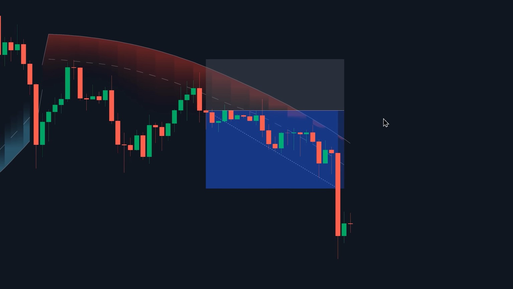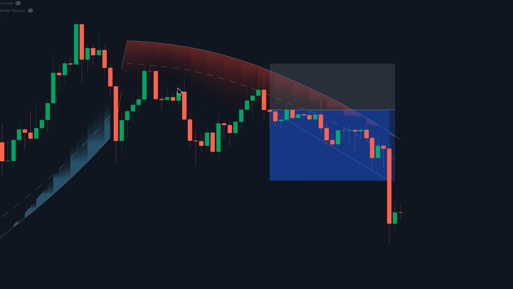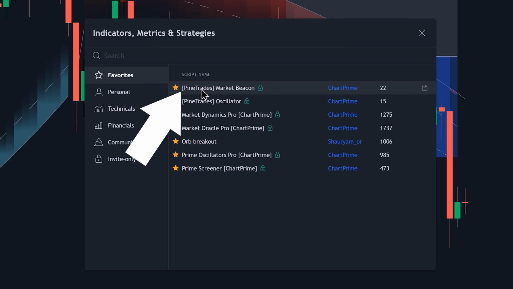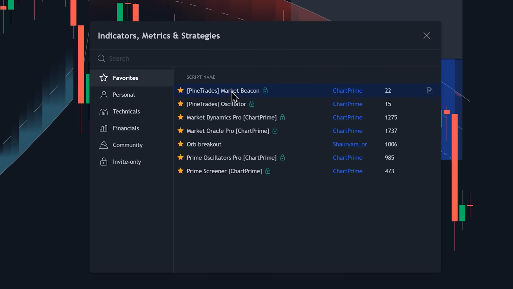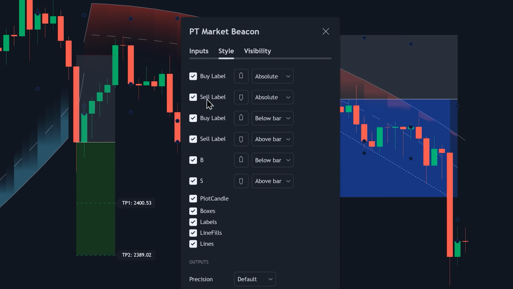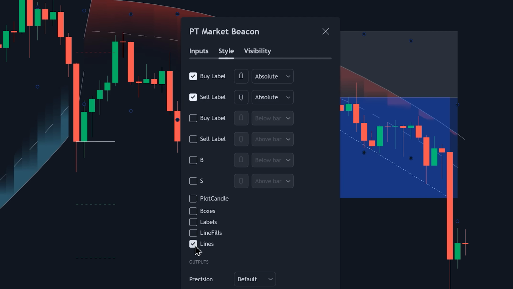Now, what about the second method of trading with this indicator? Well, for that, we need to add one of the best buy-sell indicators on TradingView. This one called PT Market Beacon. Once you've added it, you wanna double click on it, and then on the style tab, don't disable the first buy and sell signals. Instead, you wanna disable the second set, and then disable the B, S, plot candle, boxes, labels, line fills, and lines.